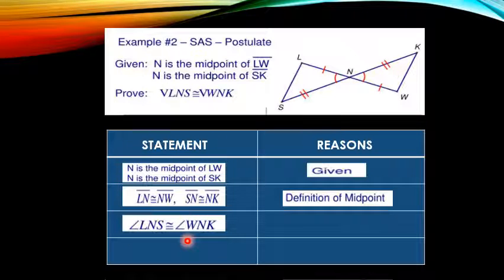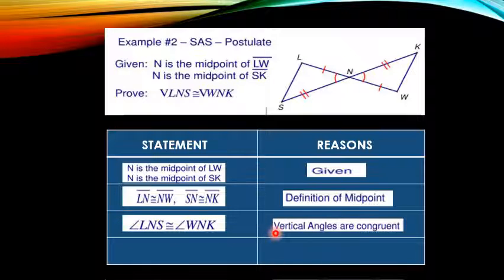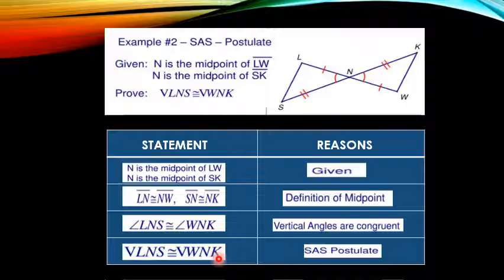And then we know the midpoint is the middle of the segment, right? Then angle L and S congruent to angle W and K. This congruency of the angles is because vertical angles are congruent, like we did before, remember from the past. And then we have triangle VLNS congruent to triangle VWNK. So this is the final, the side angle side postulate.